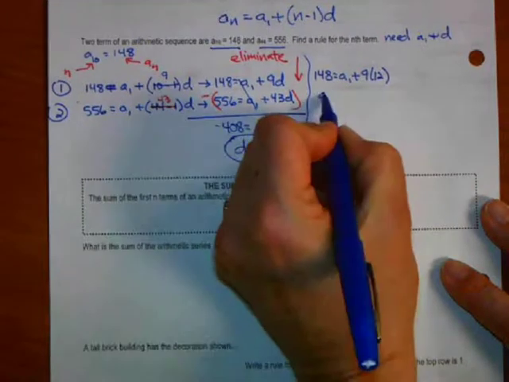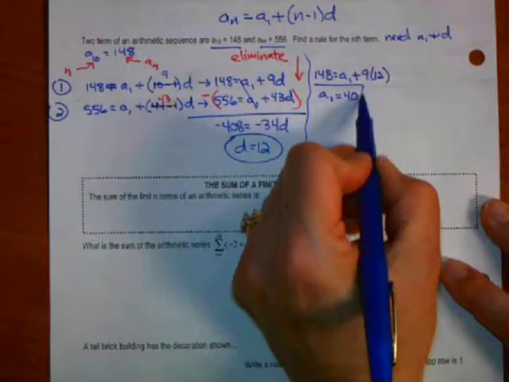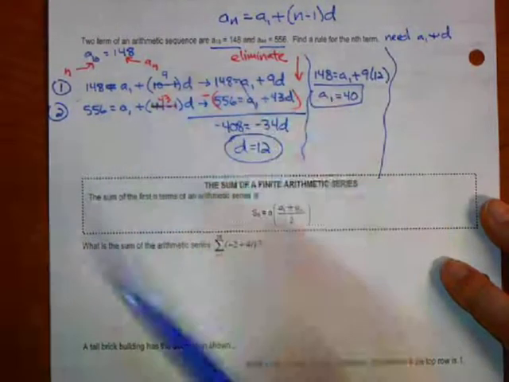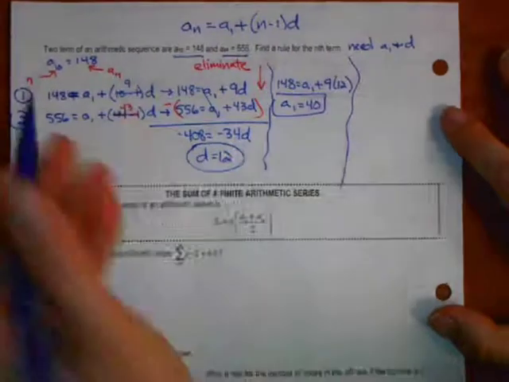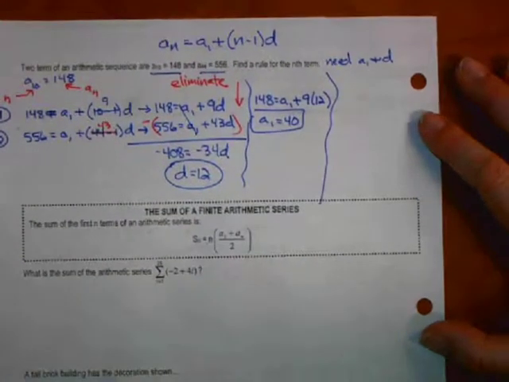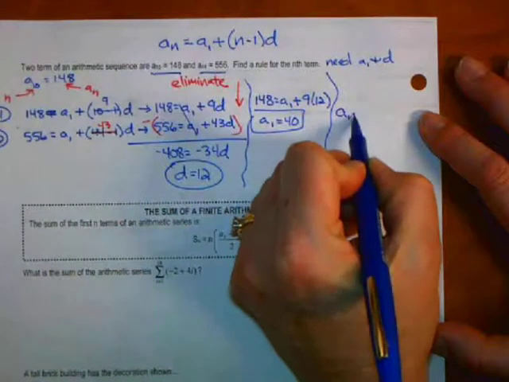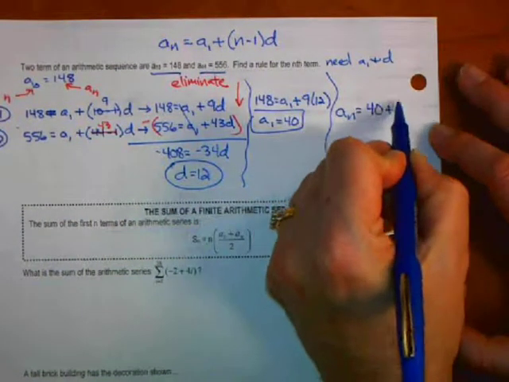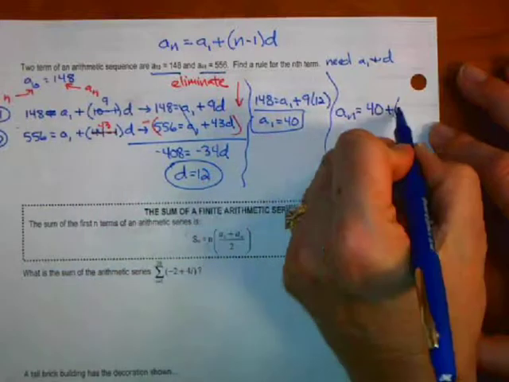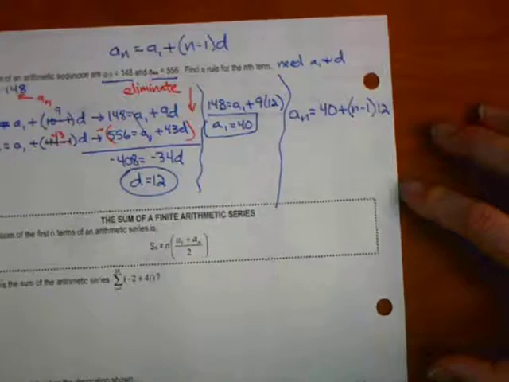And then I find that a sub 1, my first term, would be 40. Oh! Now I have what I need to write the function. I need a of 1 and d, and I have it. So now I can just write the rule. So I'm going to go back up here. A of n equals my first term, which is 40, plus n minus 1 times my d. And I'm done. That's exactly what I had to do.